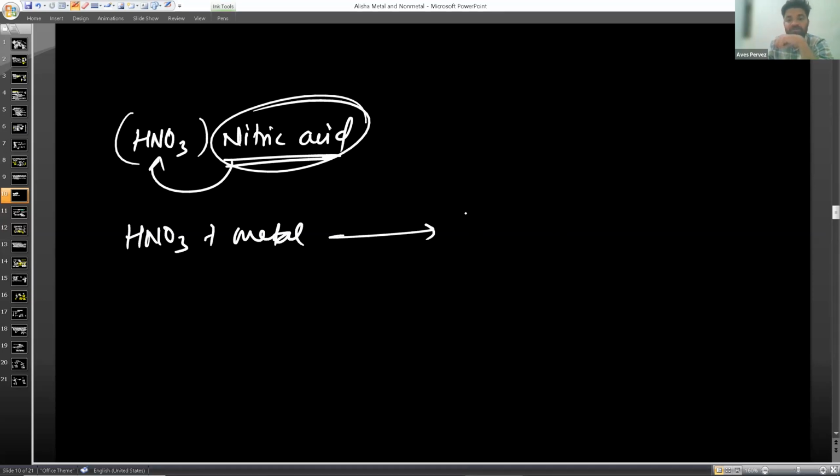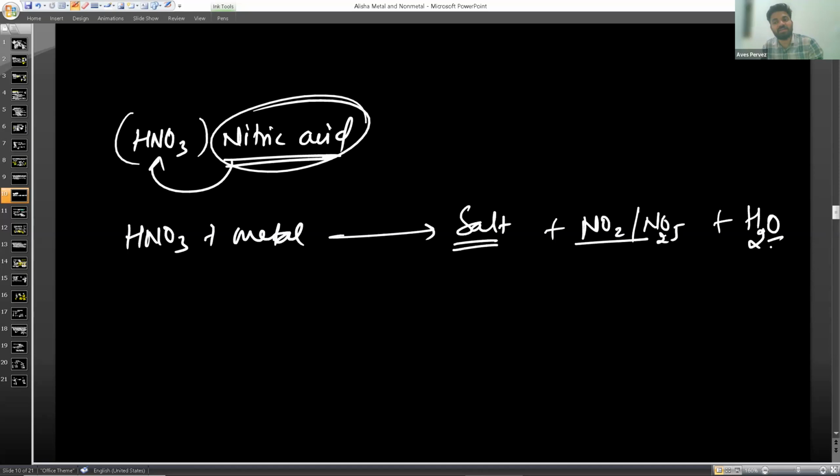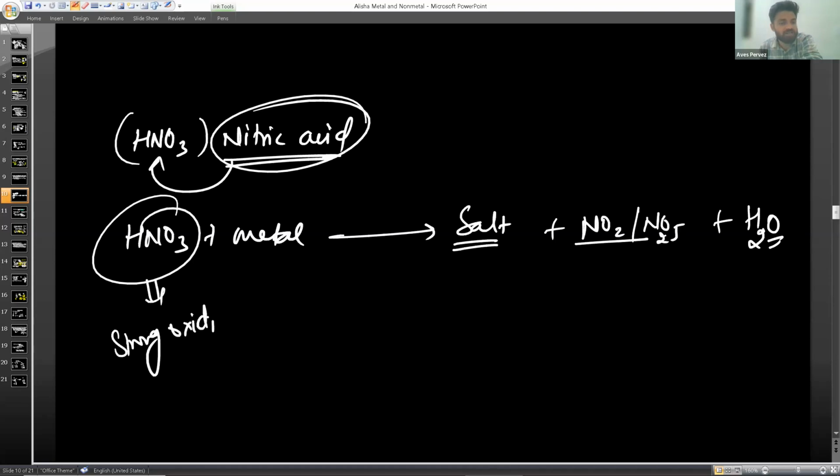But instead of producing salt plus hydrogen, it produces salt plus nitrogen oxides, N2O3 or N2O5, NO2 or N2O5, and instead of hydrogen gas, it oxidizes the hydrogen to water. So actually HNO3 is a strong oxidizing agent.